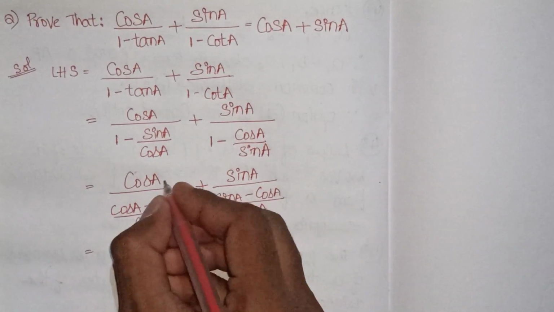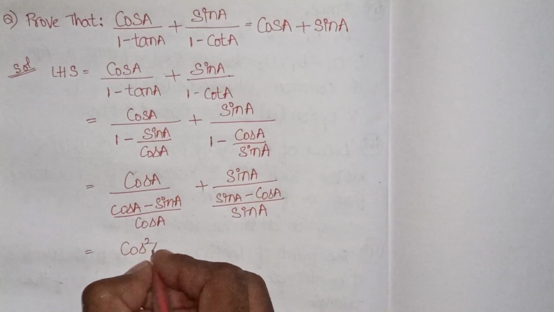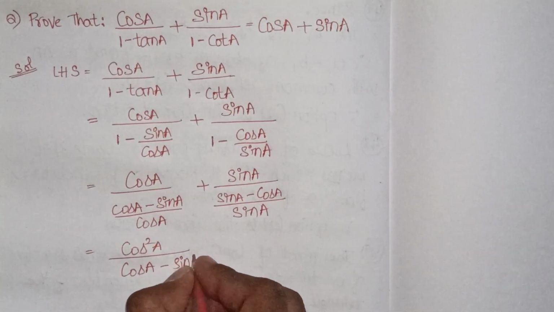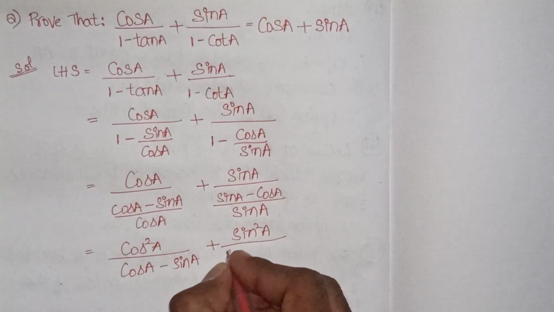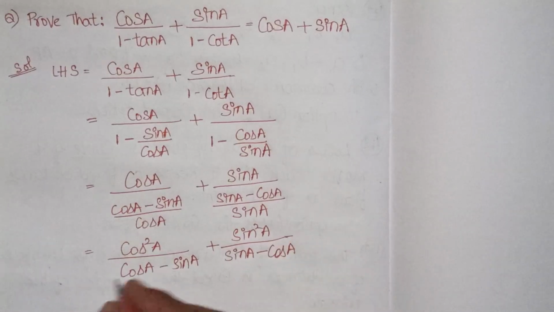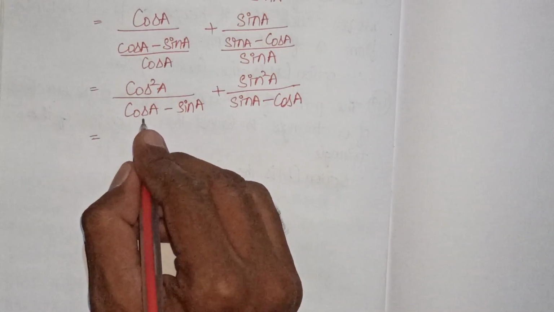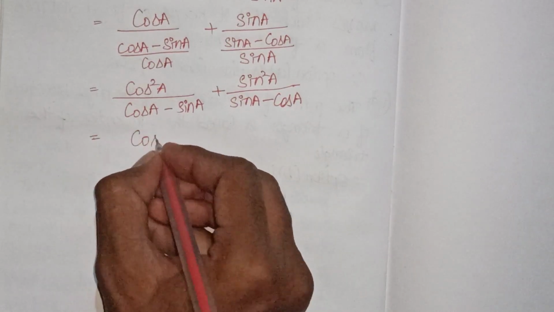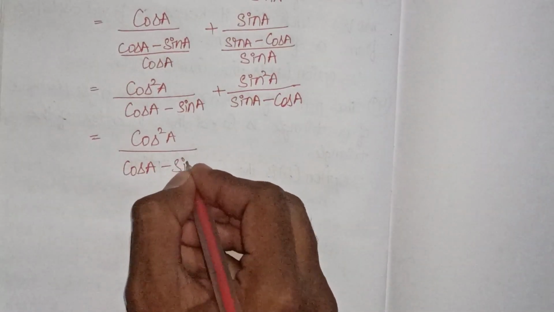Now this cos will be going to the numerator and this sin will be going to the numerator. Then cos square A by cos A minus sin A plus sin square A by sin A minus cos A. Now let us take LCM for the denominators. So we need to convert cos A minus sin A and sin A minus cos A to the same form. So that we are taking cos square A by cos A minus sin A.